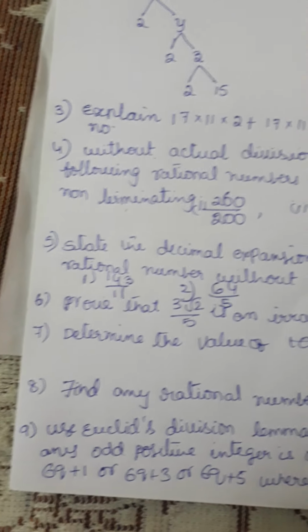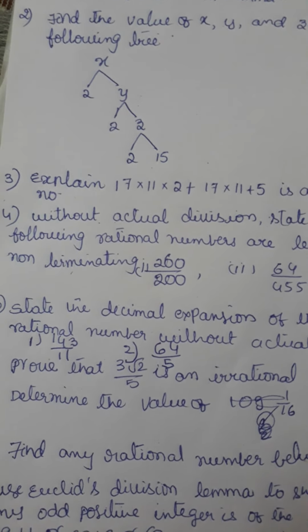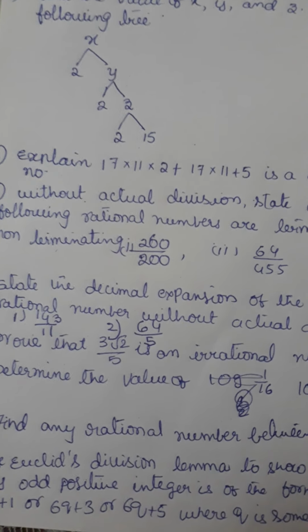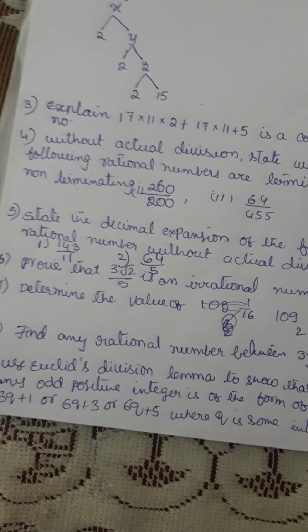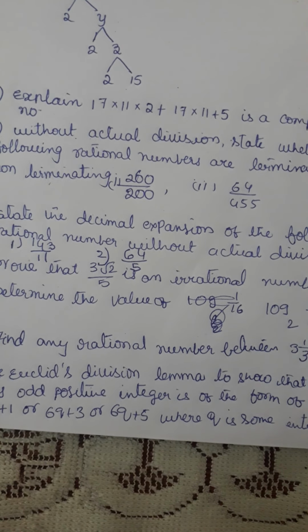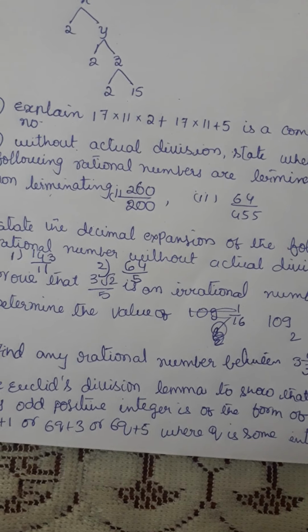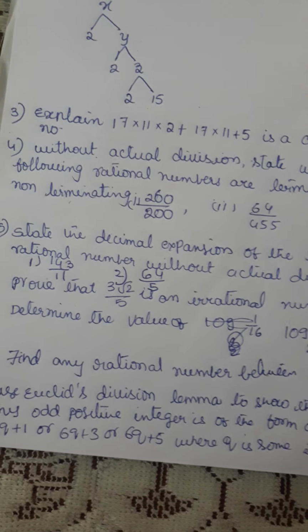And the last one. Last question, the 10th question, is: prove that root 2 is an irrational number. Already I have explained that to you in your notes itself. I think you have written the notes related to it. You can produce the same to me.